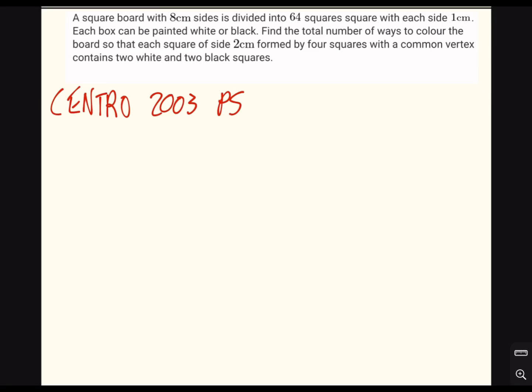I normally dislike combinatorics problems a lot. I don't know why. It's just the way I am, I suppose. But this one wasn't that bad, I guess.